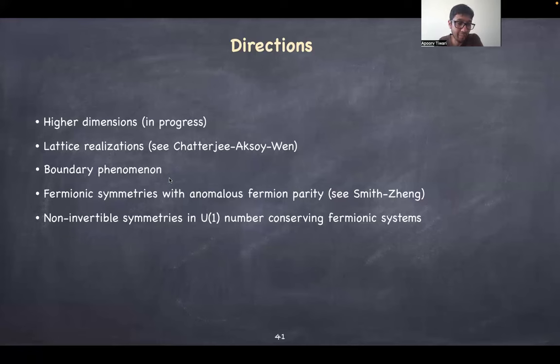And finally, perhaps the most interesting is also to extend this to systems that are much more realistic from, say, a condensed matter point of view, some kind of extended Hubbard models that have also a U(1) number conserving symmetry. And can there be non-invertible symmetries in these systems? How do they constrain the physics?